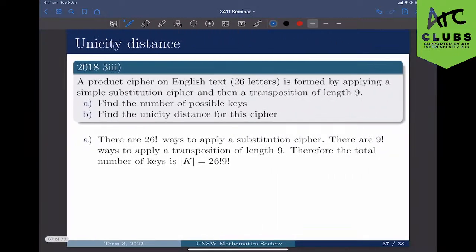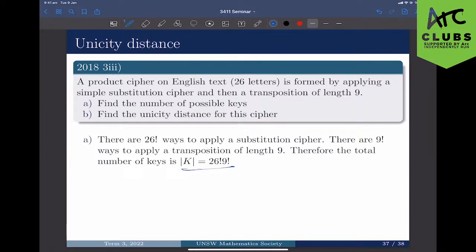We did talk about a combination of substitution and transposition ciphers earlier. So pretty much you just multiply the number of keys you can do for both if you want to combine it. So there are 26 factorial ways to apply a substitution cipher, and there are 9 factorial ways to apply a transposition of length 9. And therefore, the total number of keys when you're doing both is to simply multiply them together. So we get the total number of keys being 26 factorial times 9 factorial.